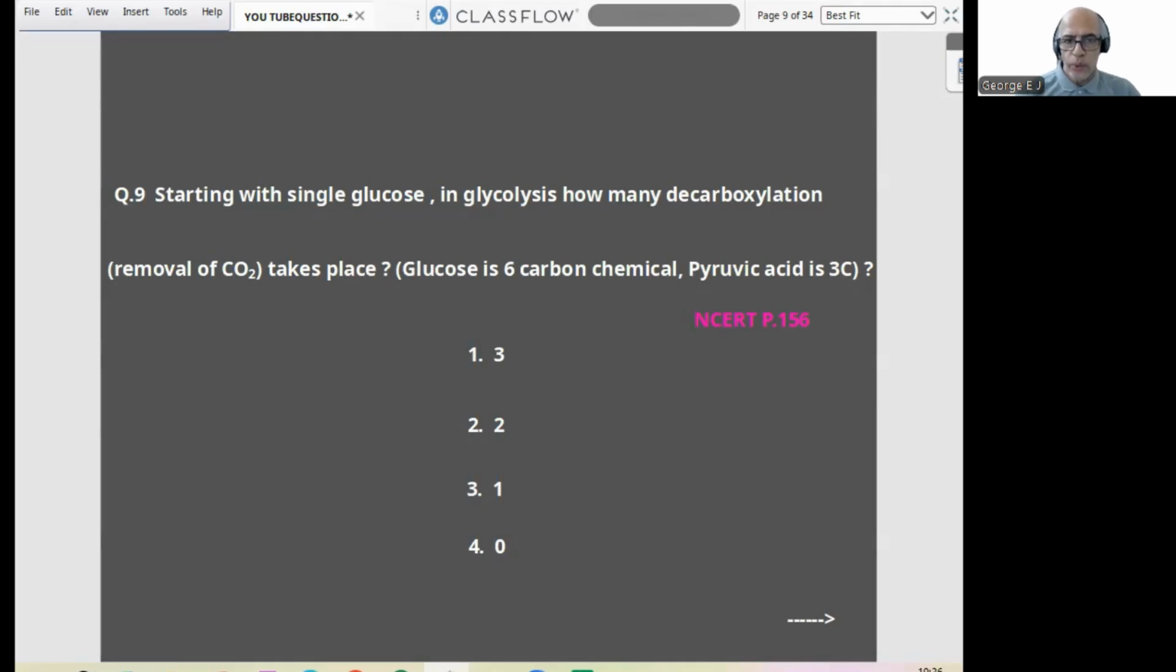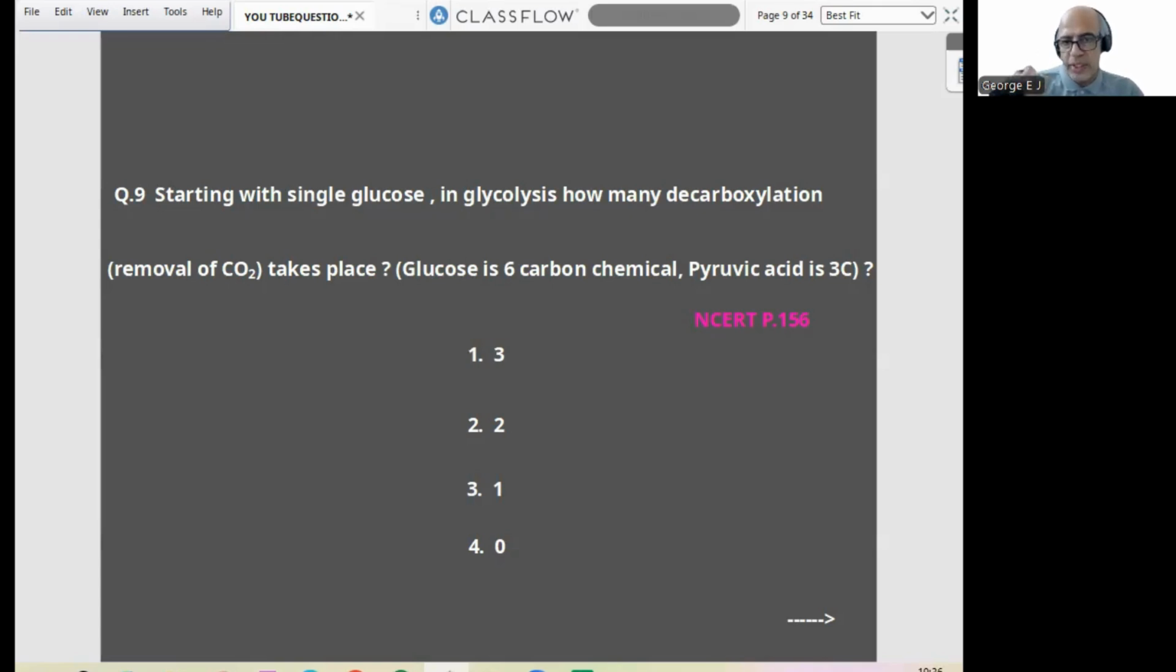Starting with a single glucose, that is one glucose, in glycolysis, how many decarboxylations? Decarboxylation means removal of carbon dioxide. I'm purposefully giving this in the bracket so it will be convenient for you, if any student doesn't know what is meant by decarboxylation. So removal of carbon dioxide takes place.